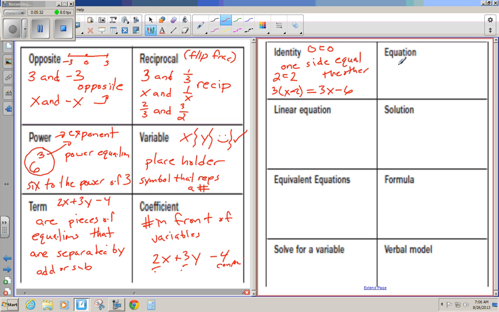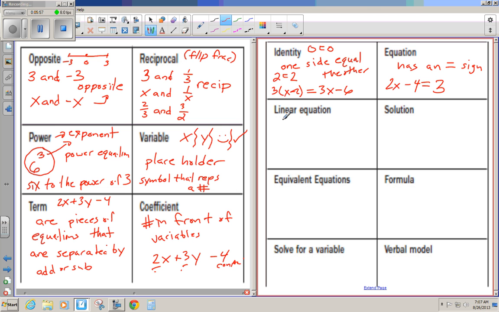An equation has an equal sign. Anytime you have a mathematical thing written there, if it has an equal sign, it's an equation. 2x minus 4, not an equation. Once you put that equal sign in there, now it is an equation.